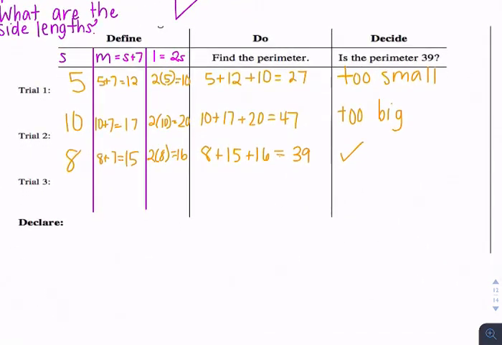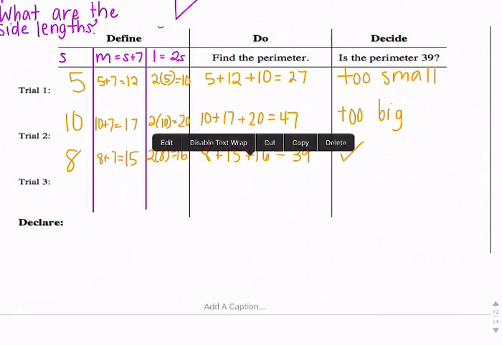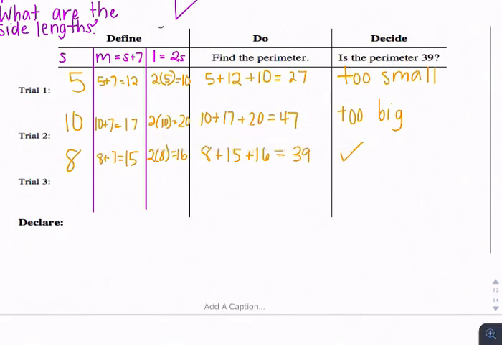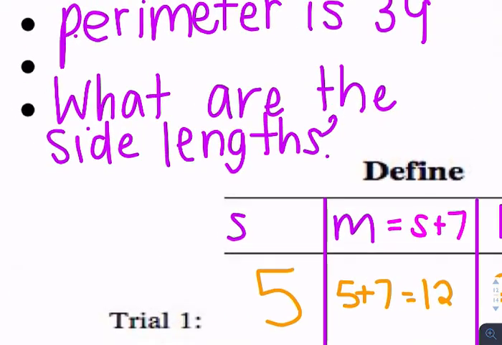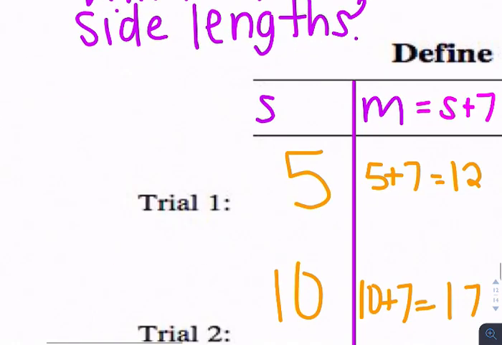All right, and the last part of the 5D process is to declare. So this is where you're writing your answer, and you're writing that answer in a complete sentence. The answer should be written in a complete sentence, and it should answer every part of the problem. So my question is, what are the side lengths? So that means I need to give the small, the medium, and the large side length.